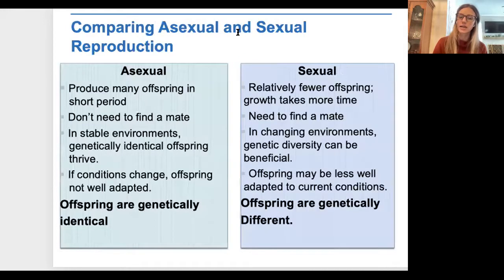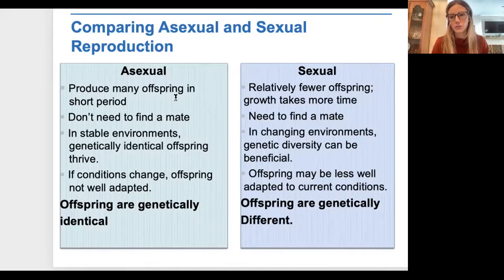Okay, so comparing asexual and sexual reproduction. So asexual first, you are going to produce a lot of offspring. Offspring are children, okay, so other plants or organisms in a short period of time. So it's like rapid replication. Okay. You don't need to find a mate. Asexual is where you don't have a male and a female. Okay. You don't need a mate at all.